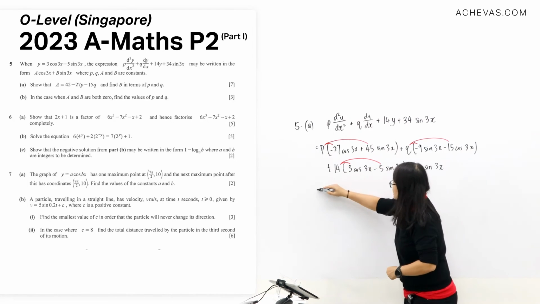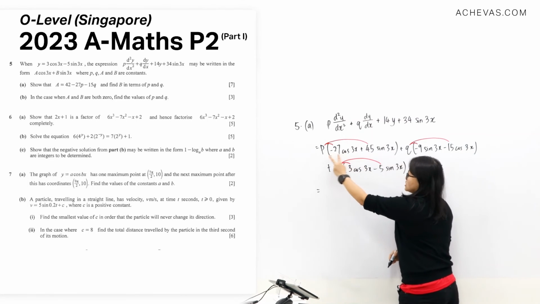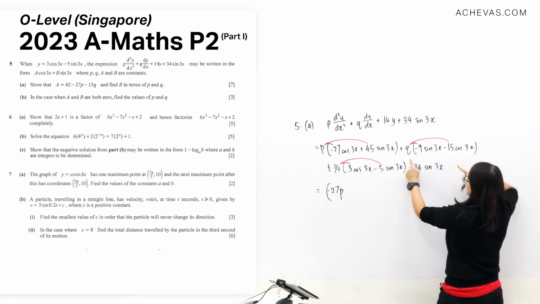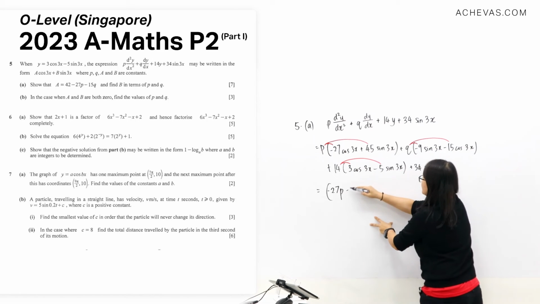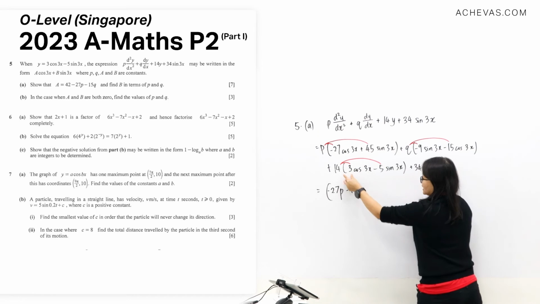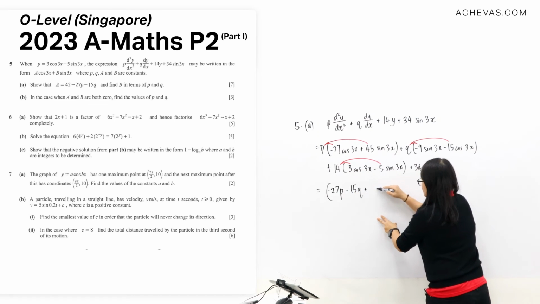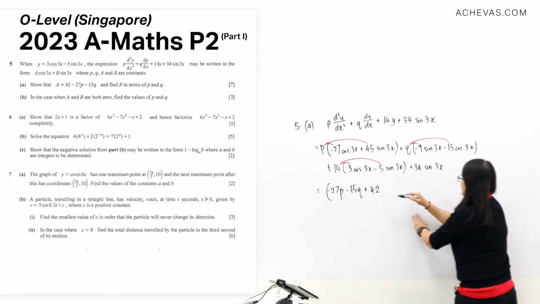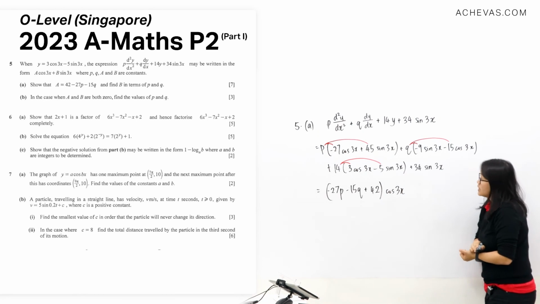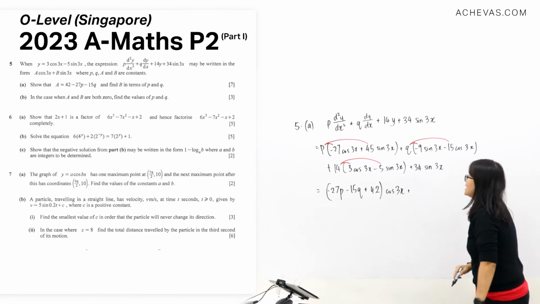All right, so let's take a look. This is where cosine 3x is. So I have negative 27p, followed by this one here, which is minus 15q. The next one is this 14 times 3. And that's all I have. So I write a cosine 3x. All right, so the next one I'm going to work on sine 3x.